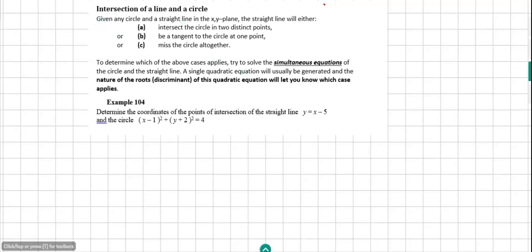We're now going to look at the intersection of a line and a circle. So if we think about the situation, if we've got a circle, then if we have a line that might intersect with it, there's three possibilities. So one is that the line is going to intersect the circle at two distinct points. So here and here, for example. So that would be example A.